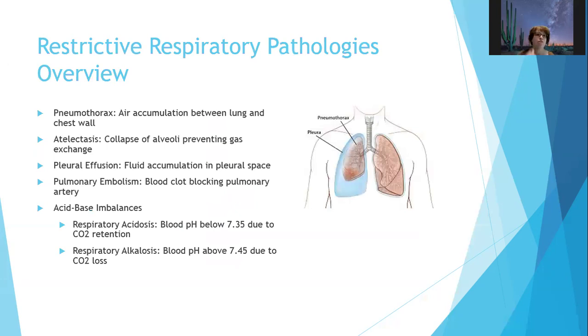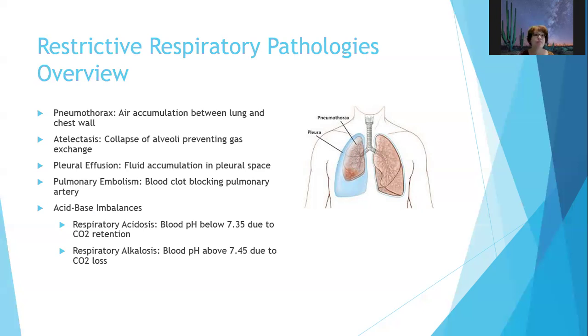So the ones we're going to talk about in this section are pneumothorax, which is an air accumulation between the lung and the chest wall, which can cause a collapsed lung. It doesn't always, but it can. Atelectasis is where the pleural alveoli collapse, preventing gas exchange. That's never good. Pleural effusion, where you have fluid accumulation in the pleural space. And so when you have extra fluid, the lungs can't expand. It's hard to inhale. Pulmonary embolism is where you have a blood clot blocking the pulmonary artery.